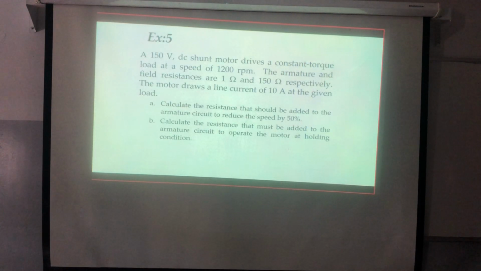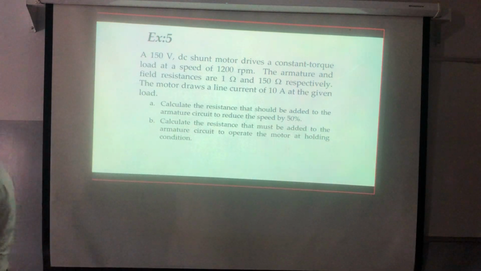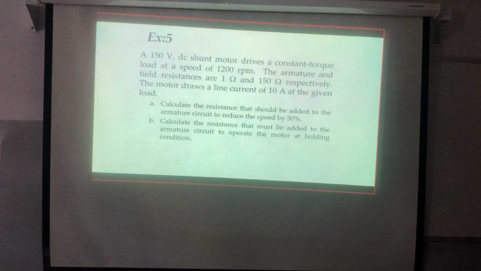So this is another example. Can you help me with that? Yeah. Reading the question: a 1500 volt DC shunt motor drives a constant torque load at speed of 1200 RPM. The armature and the field resistance are 1 ohm and 1500 ohm respectively. The motor drives a line current of 10 amperes at the given load.